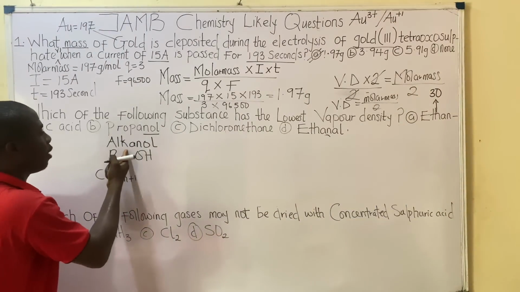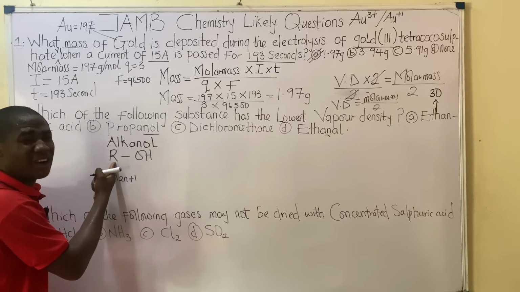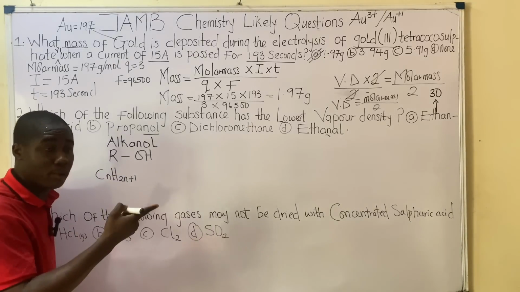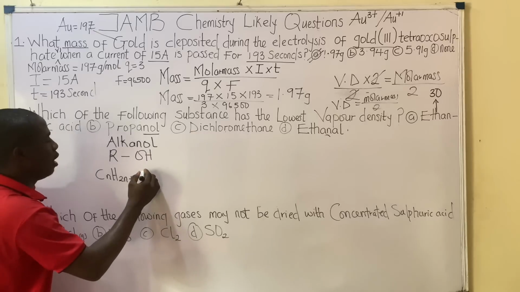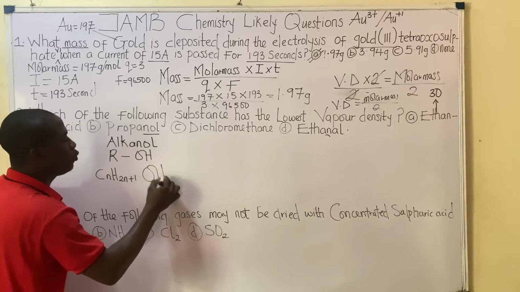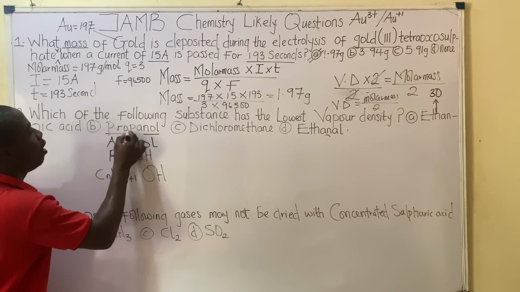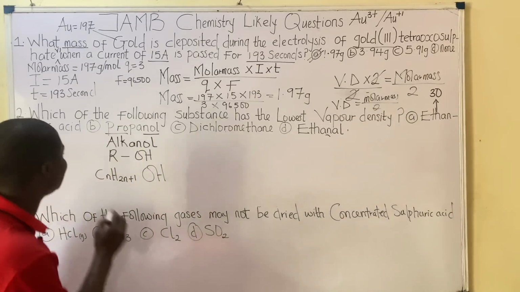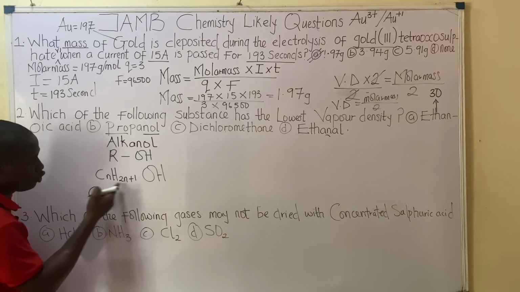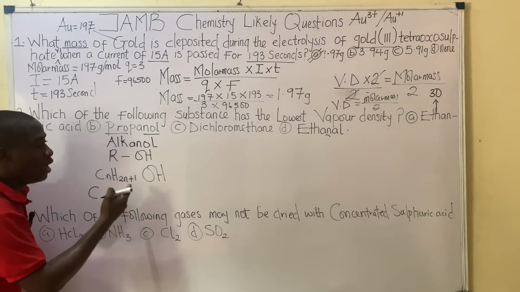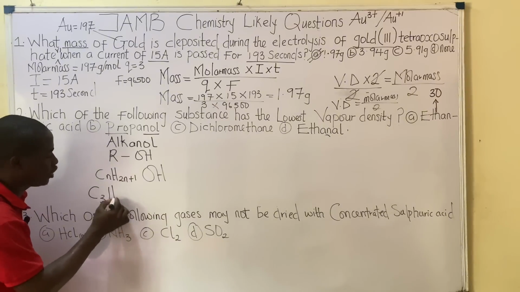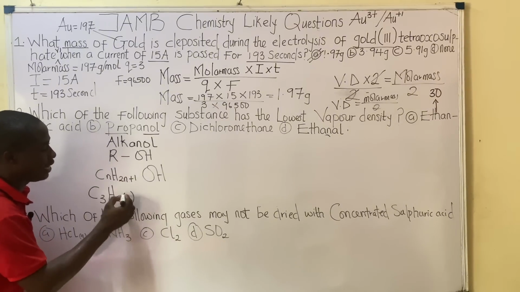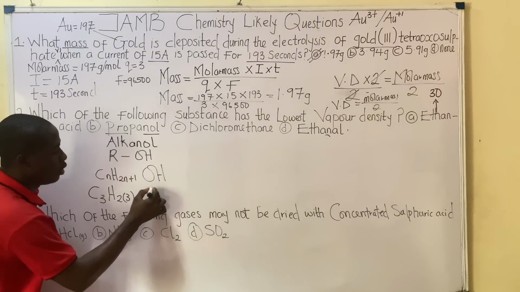So there is alkanol, and the general formula or the functional group here is R-OH. I said R is CnH2n+1 and OH. So how do we get it for propanol? Remember, prop means 3 carbons. So definitely this n, which is the number of carbons, should be 3. Do you understand? H2n, with n again being 3, plus 1, then OH.